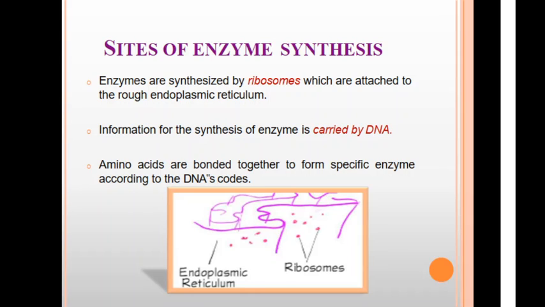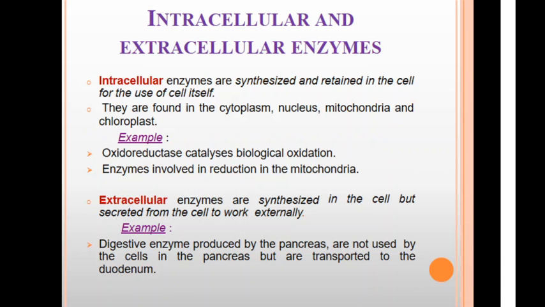Now, enzymes, like all other proteins, are synthesized by the ribosomes. And we know that ribosomes can either remain free in the cytoplasm or they can be attached to the endoplasmic reticulum. And the information regarding the sequence of amino acids in the enzyme is carried by the DNA. So, our cells can synthesize the required enzymes based on the genetic information that is coded in our DNA and use our ribosomes to synthesize these specific enzymes depending upon the requirement of the cell.